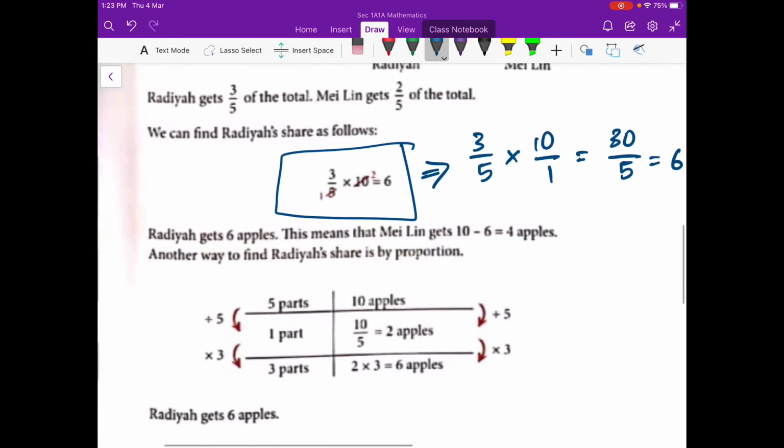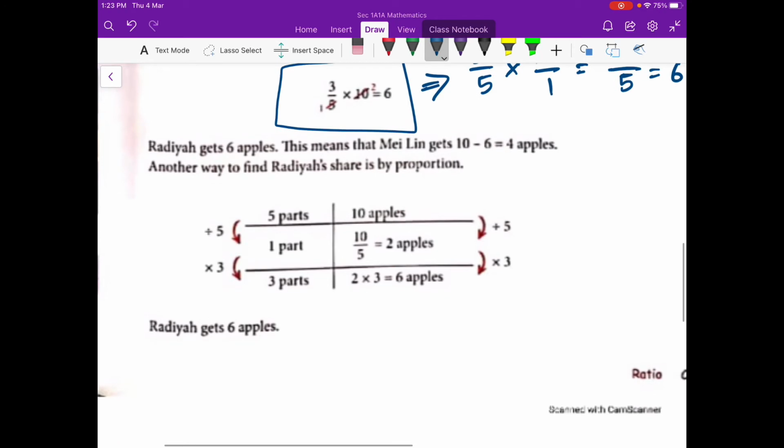Okay? So the other way to find the number that both of them got is by proportion. Proportion is related to ratio. In this case, 5 parts refer to 10 apples. I think in primary school you might have done something like this. 5 parts, they draw a dash. Then 1 part, you draw another dash. 3 parts, you draw another dash.